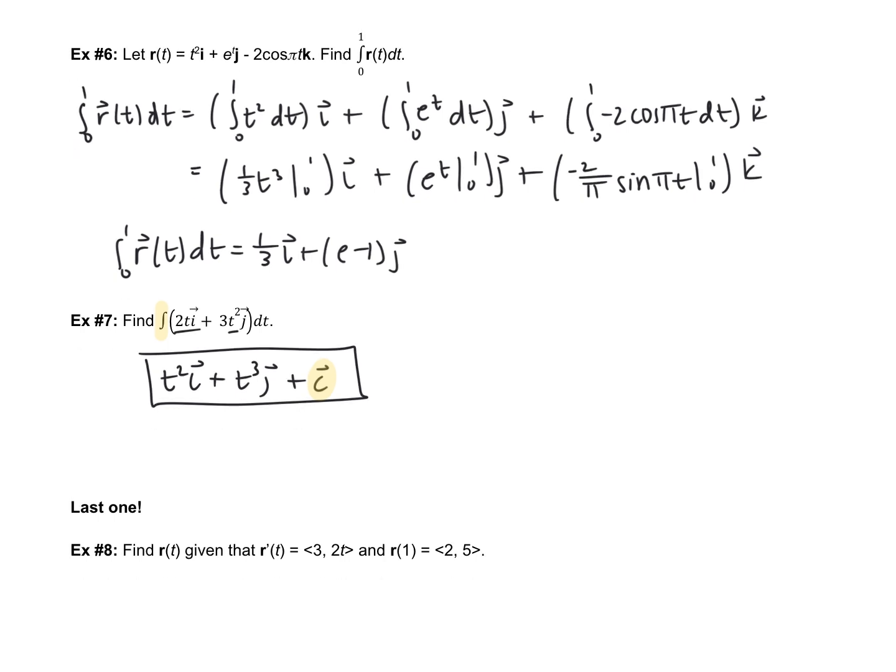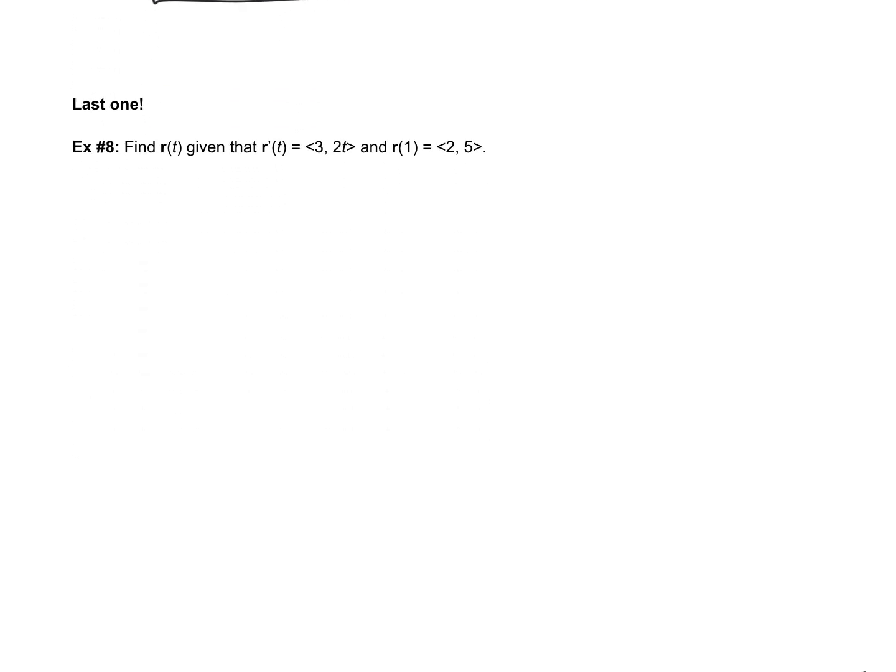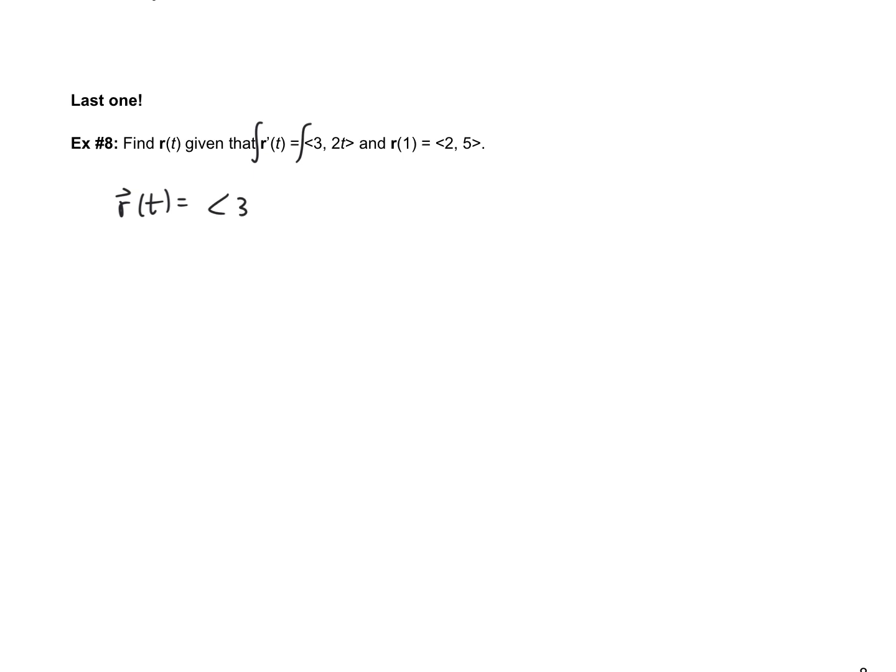So, very last example for this video. Thank you for sticking with me. We're finding r of t given r prime of t and r of 1. So if we start by integrating r prime of t, then our r of t is going to be equal to 3t, t squared, add some c.